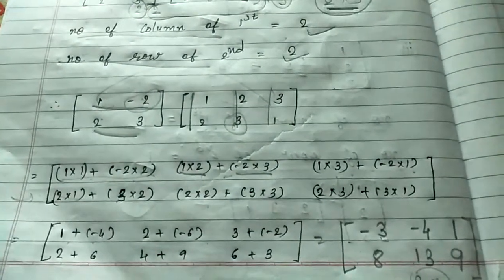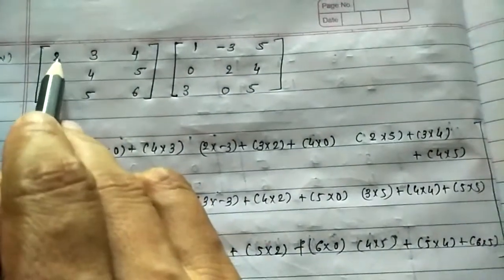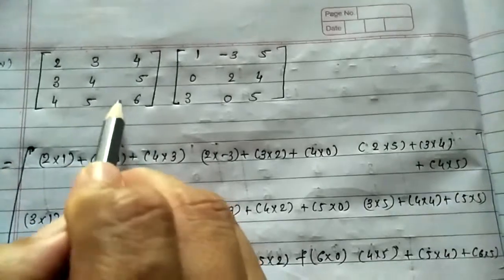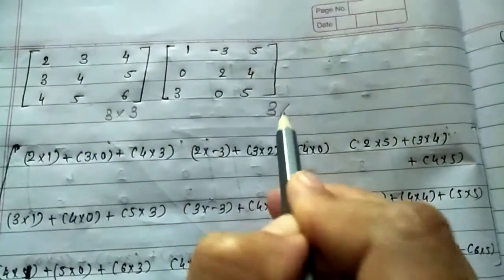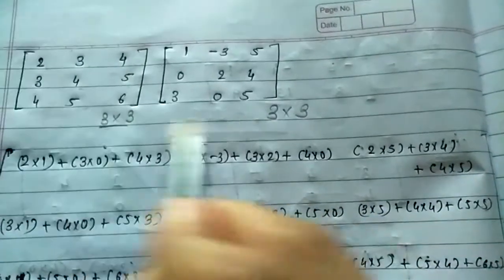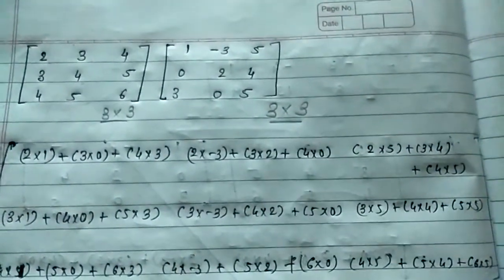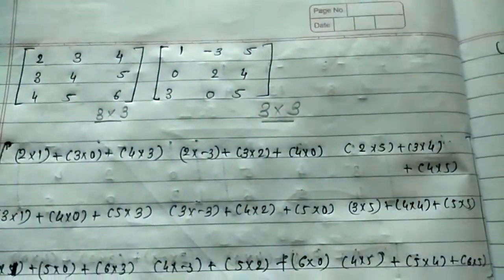So let me see one more question of the similar type. Now this is the question number 4 we have here. So what is the question number 4? It is 2, 3, 4, 3, 4, 5. Again student, you can see it is a 3 by 3 matrix. First one. Second is also the order 3 by 3. So square matrix. So we should multiply.